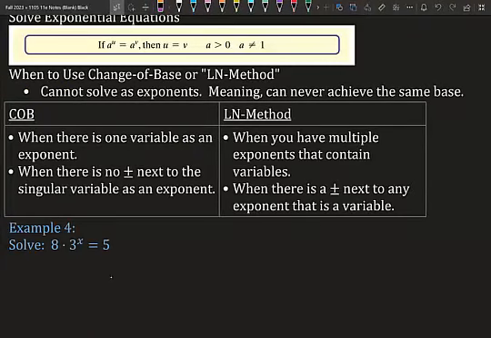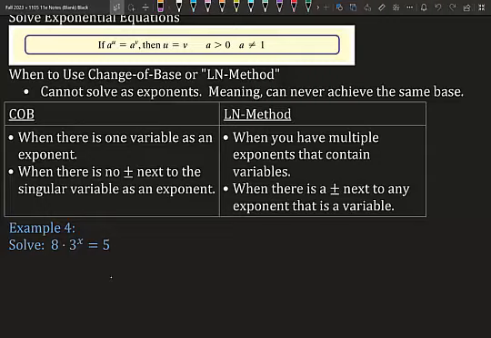Examples 4 through 6 are going to help us with change of base and how we solve things that we can't use change of base for. So I have a little guide on when to use change of base or the ln method. Now, it's not actually called the ln method, that's just what I call it because that's what we do. You'll see as we go through that you just throw in ln. You'll see what I mean.